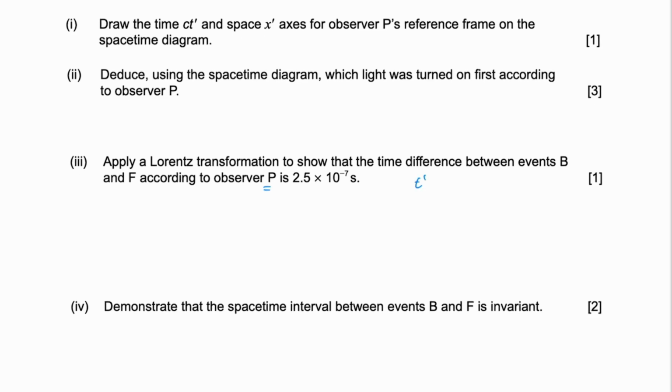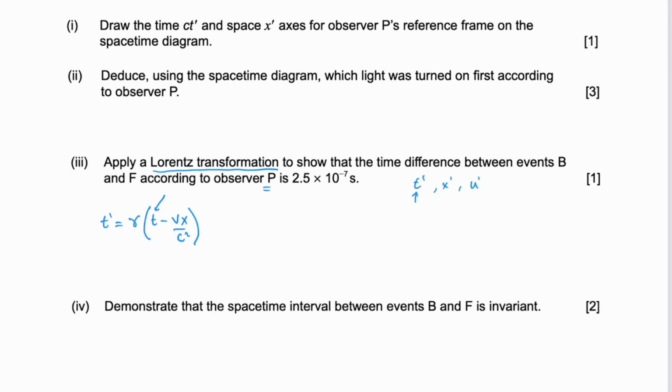So we want to find that. And it does say apply a Lorentz transformation. There are 3 Lorentz transformations, one for the position, one for the time, and one for the speed. We're interested in this one, so we're going to head to your data booklet, and the Lorentz transformation equation we're looking for is this. This is the time difference in the other reference frame, and the time difference is actually 0. So we can take that to 0.